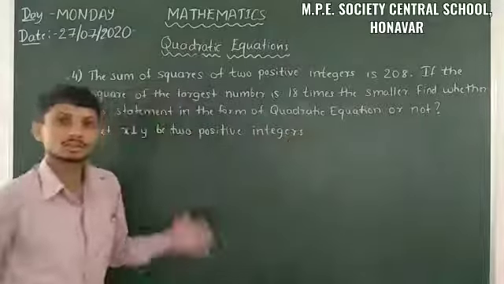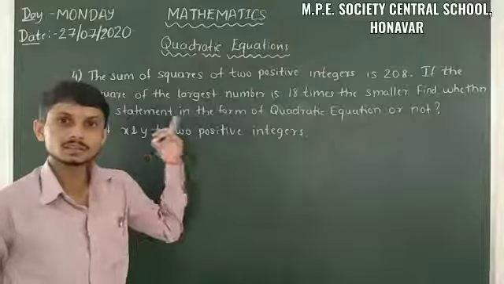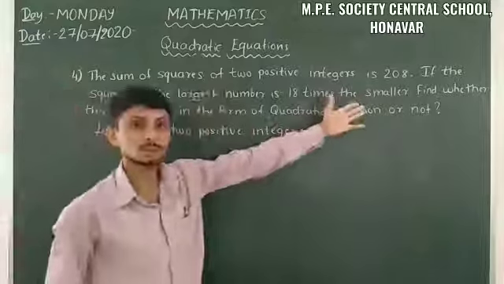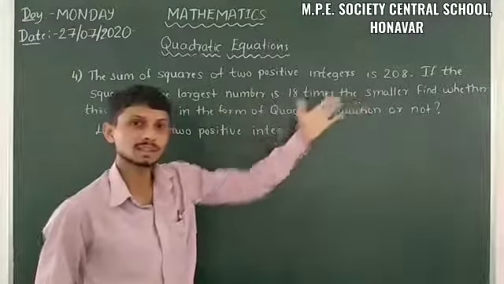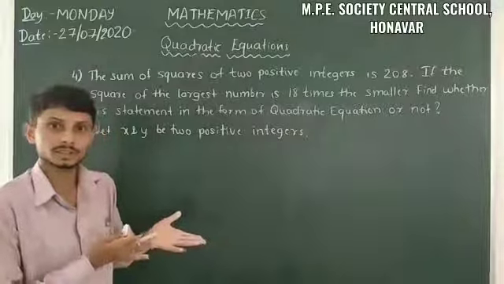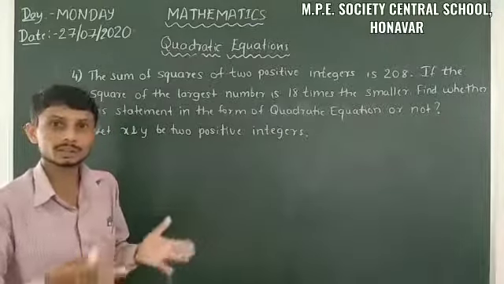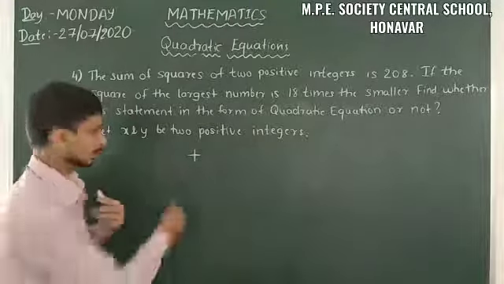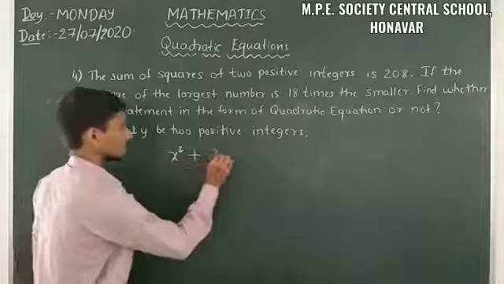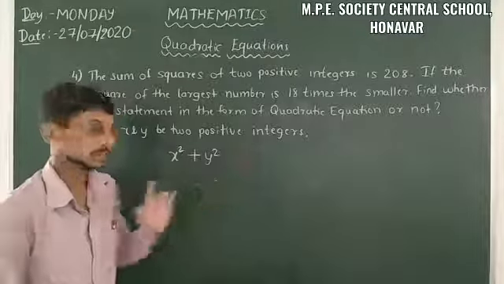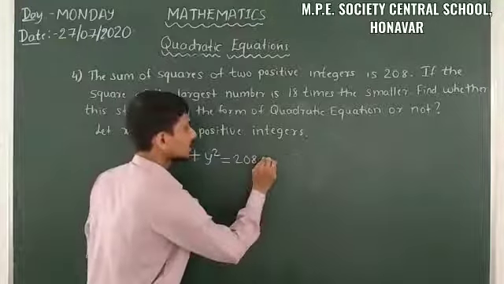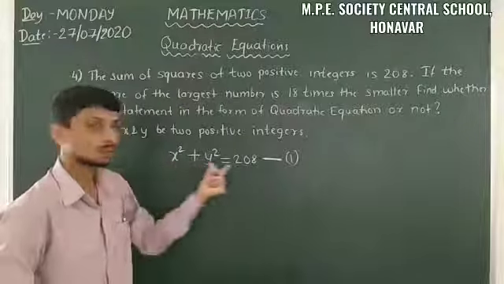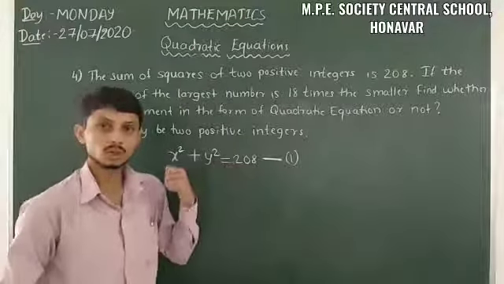Yes, we got the two positive integers, and now study the further statement here. The sum of squares of two positive integers is 208. We already know the positive integers x and y. The sum of squares means x square and y square. So the sum of squares of two positive integers is 208, that is equation number 1. The first statement tells us that x square plus y square is 208.